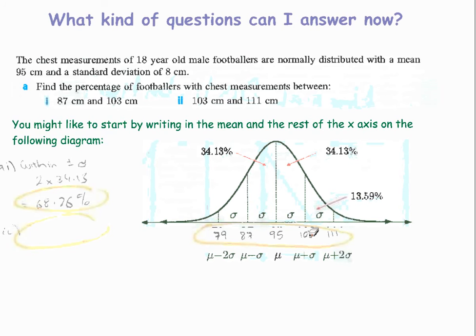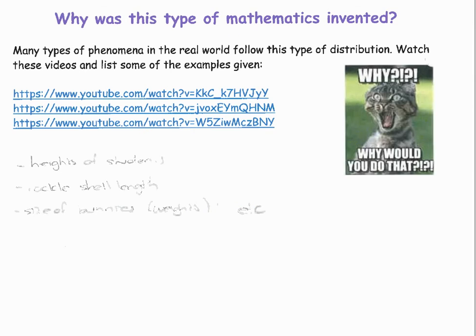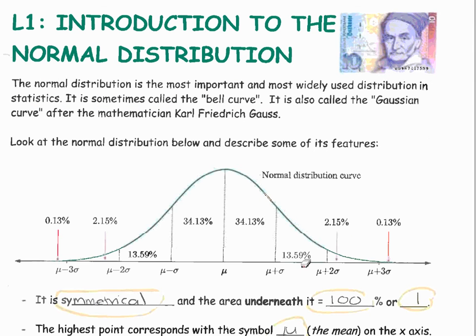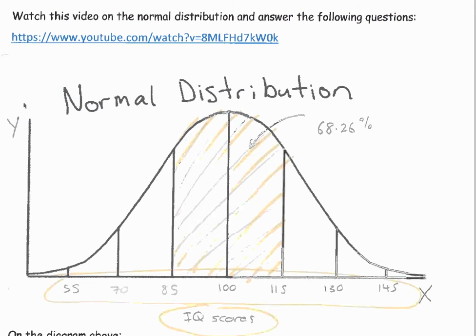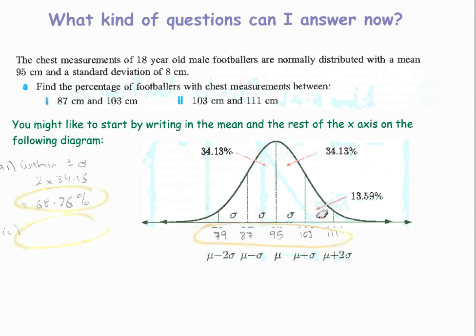Question II. What percentage of footballers have chest measurements between 103 and 111? So 103 is here, 111 is here. So what percentage is under here according to the normal distribution? That's 13.59%. If you're wondering where these percents come from, they come from this page earlier on. See, they're just the same numbers as what we've got here. So the percent that have chest measurements between 103 and 111 is just 13.59. So that's why there's nothing to calculate there. It's just one particular area there.